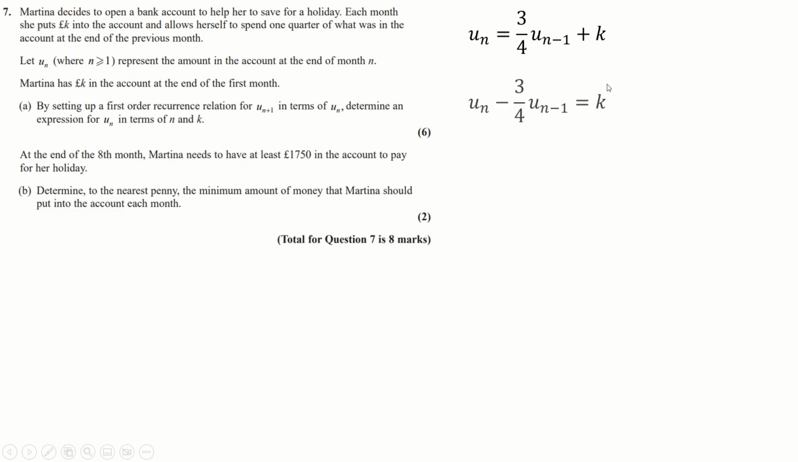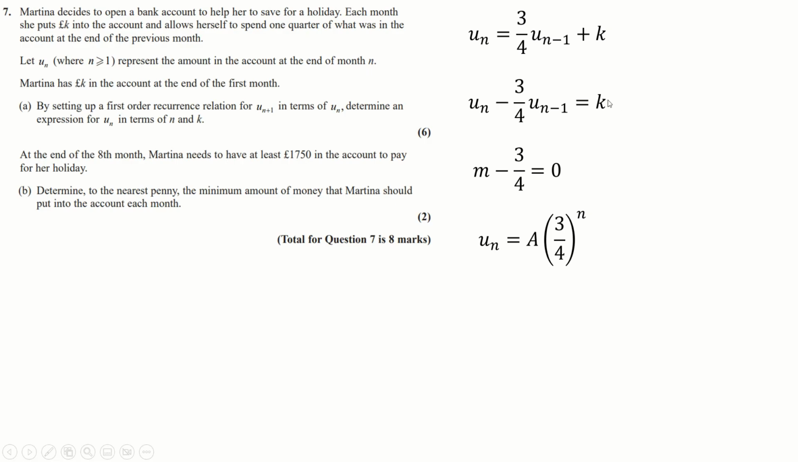Now, we can solve this as if it was a second order linear equation, where we just say M minus 3/4 equals 0, and ignore the rest for a second. Solve that for M equals 3/4, which is the first bit of the solution. It's like the auxiliary quadratic, but it's not a quadratic because it's only a linear term.